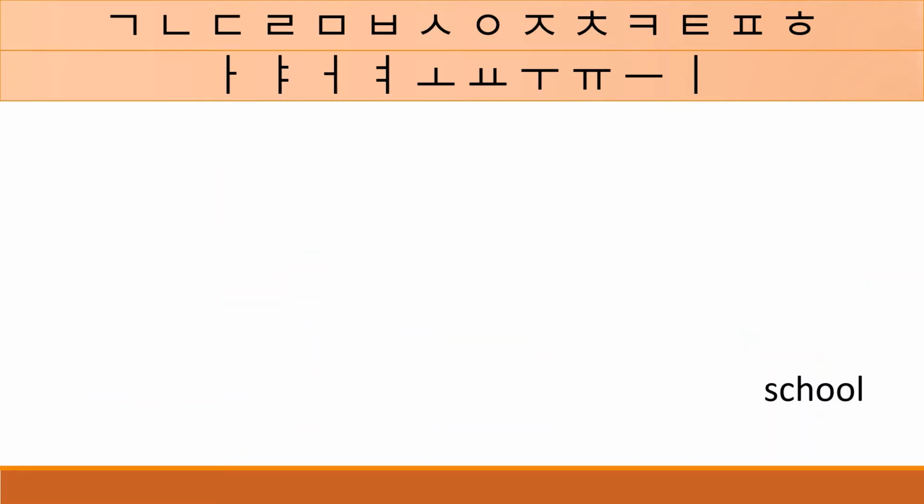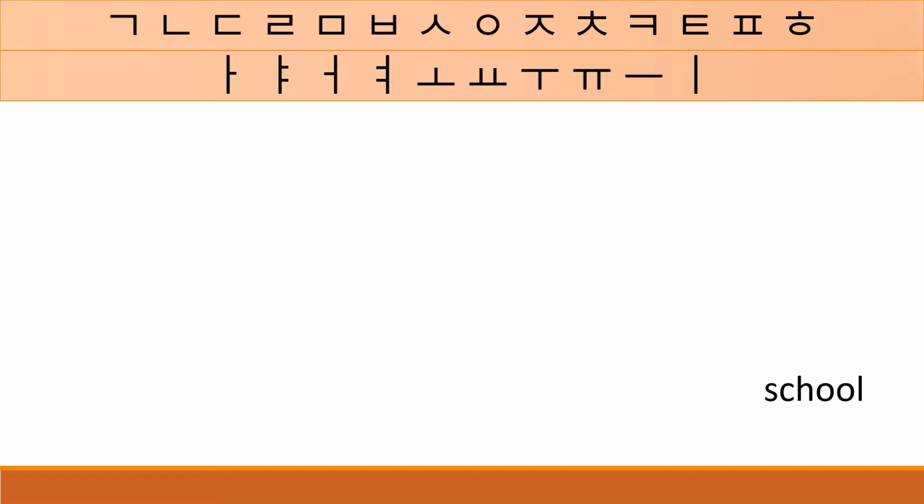Let's do dictation. This time we will do words with a final consonant in them. So syllables with final consonants are included in the vocabularies we are dealing with today. So the first word is 학교. In Korean, it is 학교.